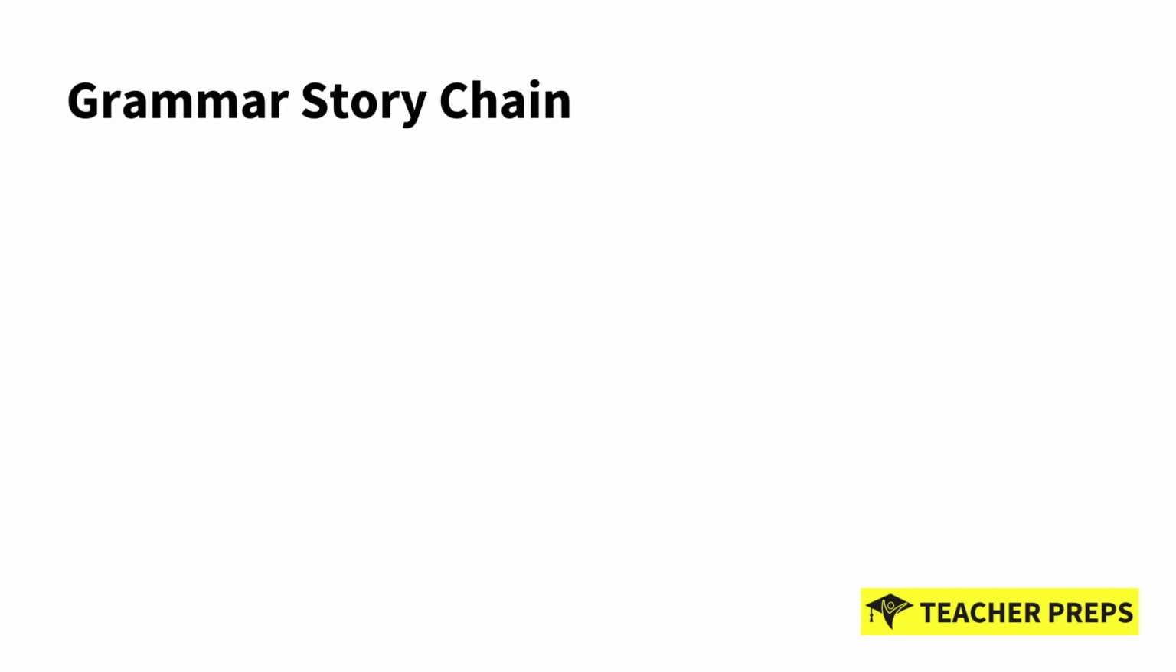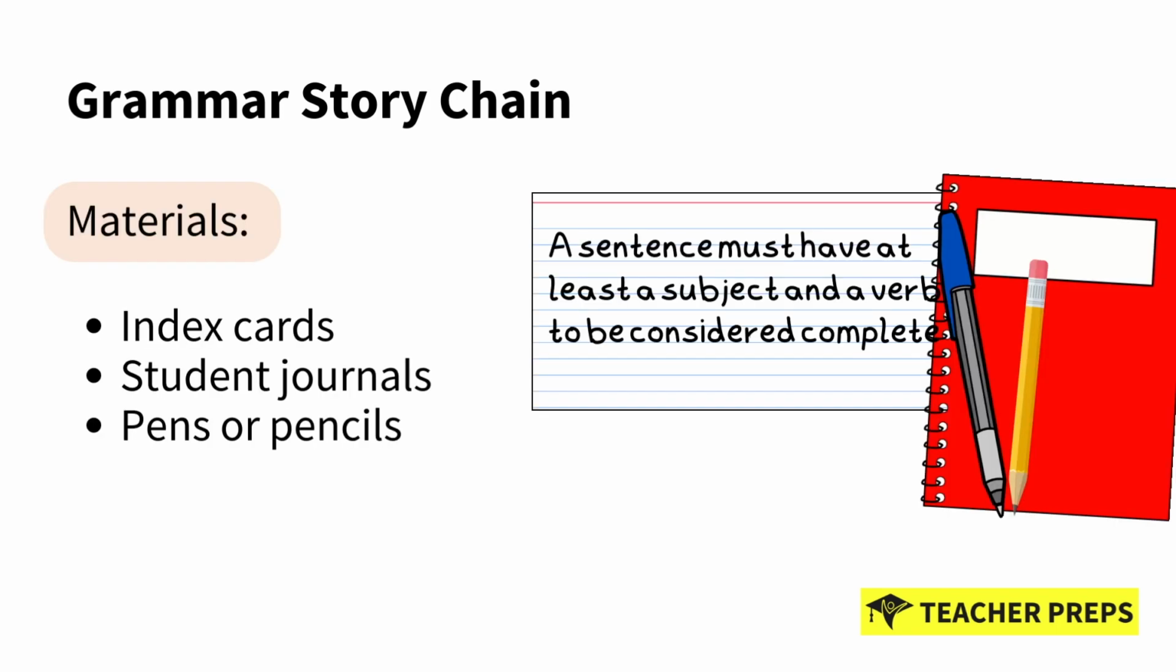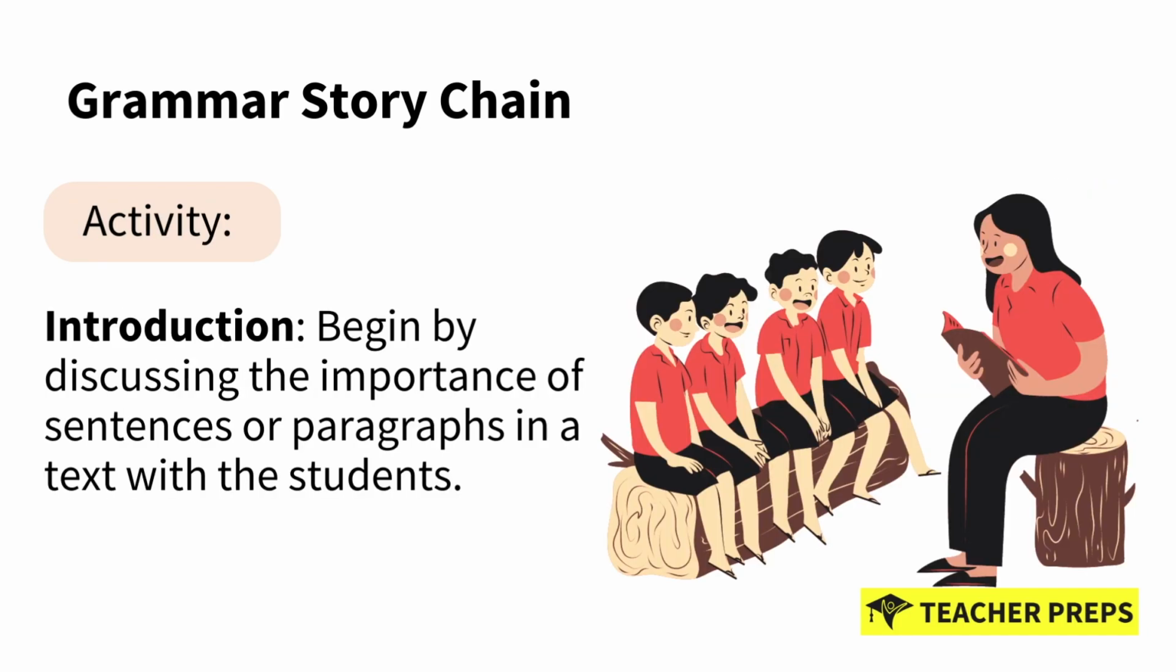Beginning with teaching a grammar lesson. We're going to call this grammar story chain. Our materials will include index cards with specific grammar rules based on lesson needs, student journals, and pens or pencils. Now, let's talk about how you might create a grammar activity with these materials. The activity is to begin with discourse, discussing the importance of sentences or paragraphs in a text with the students, and then elicit answers from what they already know.